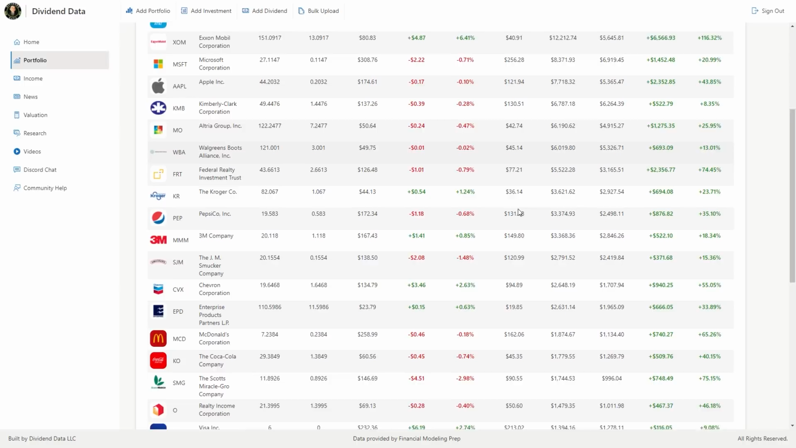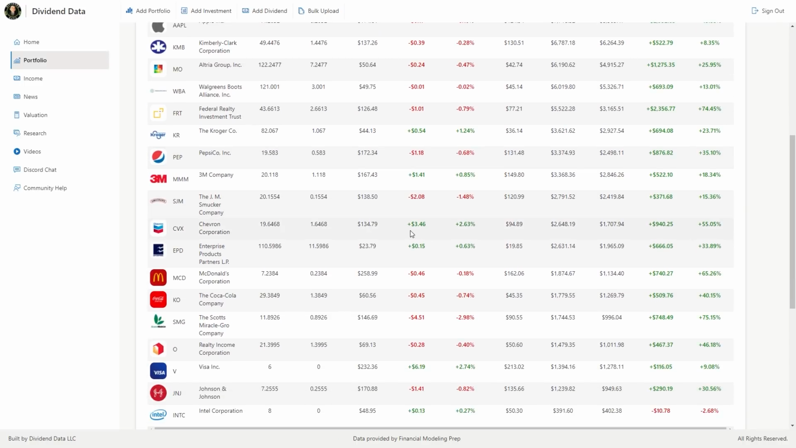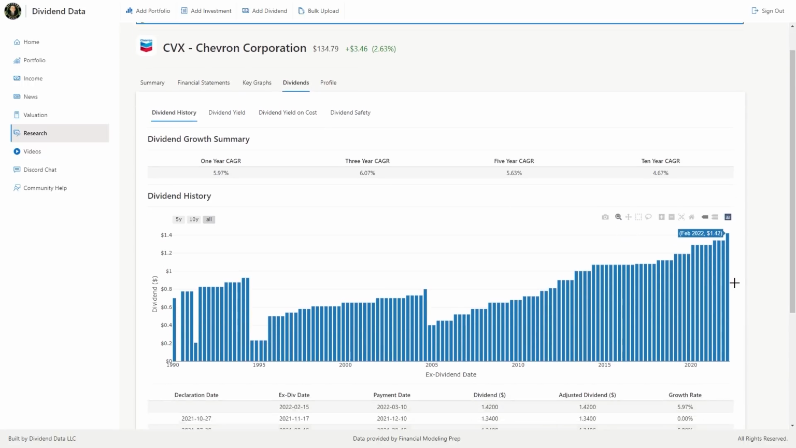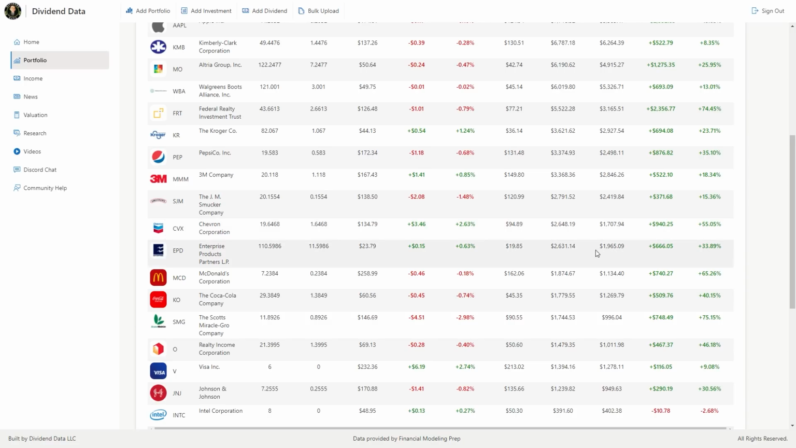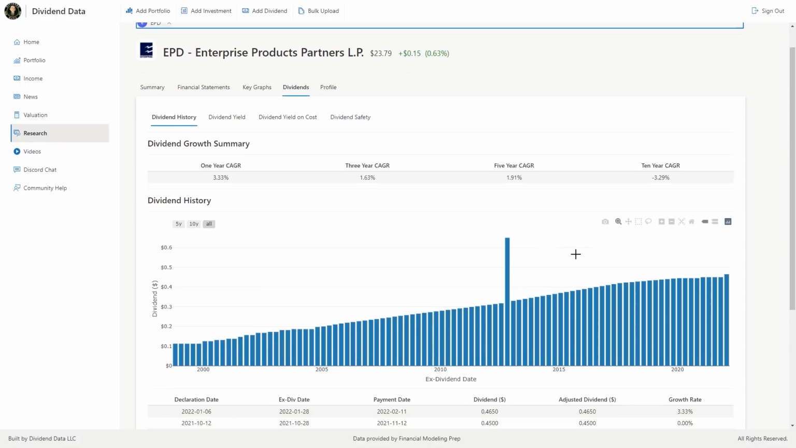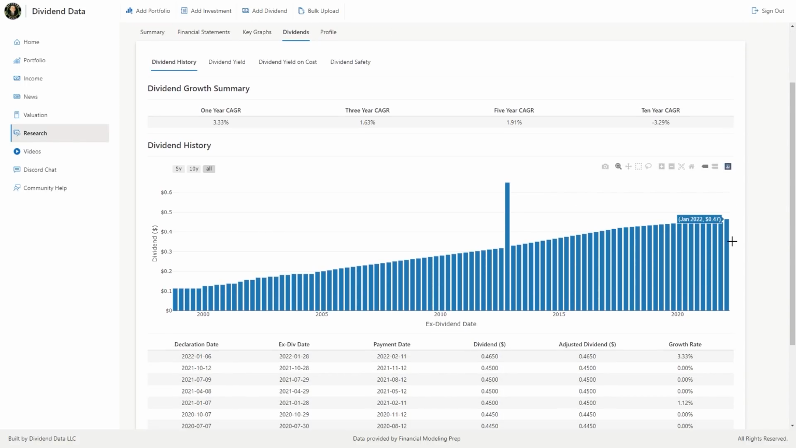All my energy stocks have been performing well. With Chevron, I have a total return of 55%, and they just had a 6% dividend increase. With EPD, I have a 33% total return, and they just had a 3.33% dividend increase.